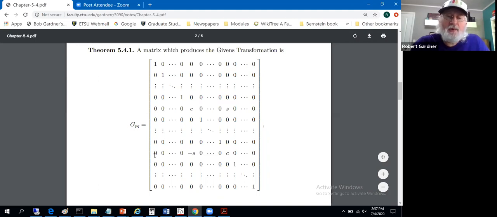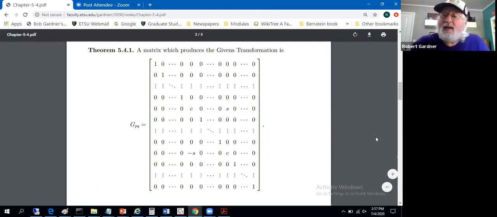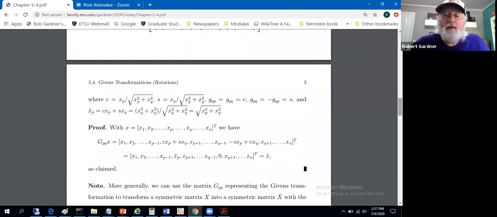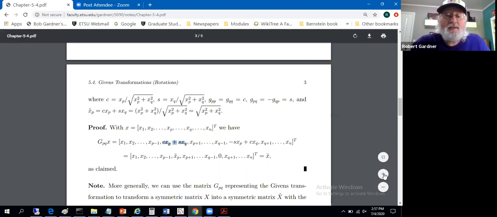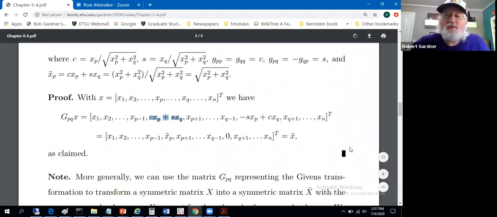And similarly down here in the qth row, the pth entry is negative S, and the qq entry in the matrix is C. So this would give us negative S x sub p plus C x sub q when you do the product, and all the others just produce the x's. And that is exactly what we claimed. There's the pth entry of that matrix product as predicted, and there's the qth entry as predicted.